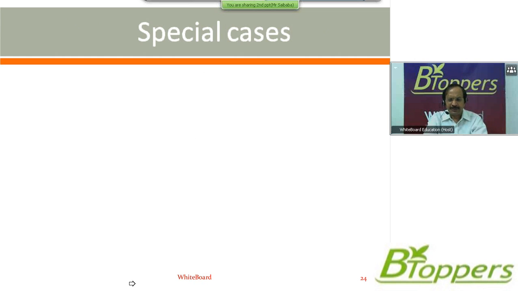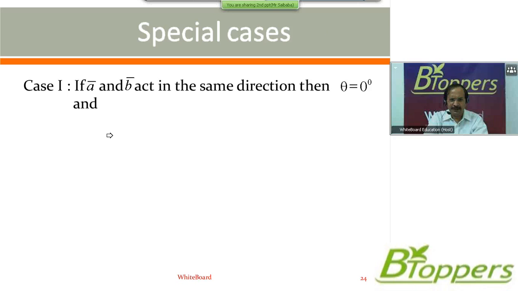Next, you see the special cases. Case 1, if A bar and B bar act in the same direction, the angle theta between A bar and B bar is 0 degrees. Then you get mod of A bar minus B bar equal to A minus B, if A is greater than B. Mod of A bar minus B bar can be written as B minus A if B is greater than A. Mod of A bar minus B bar will be 0 if A equal to B.